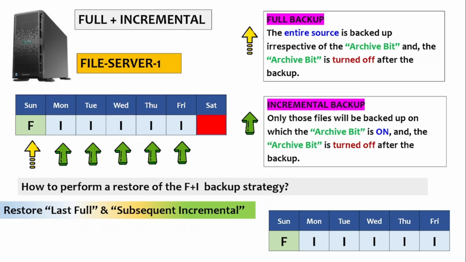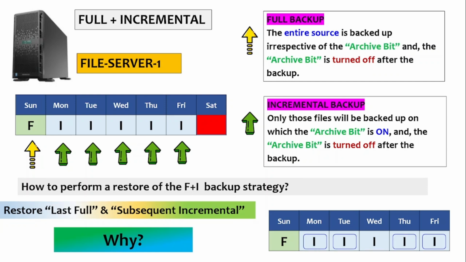Big question, why? The reason is every backup set will have its own data, because every backup set will turn off the archive bit after the backup is over, and that too in a subsequent manner. That's the reason we have to restore a backup strategy with full plus incremental with the last full and subsequent incremental.